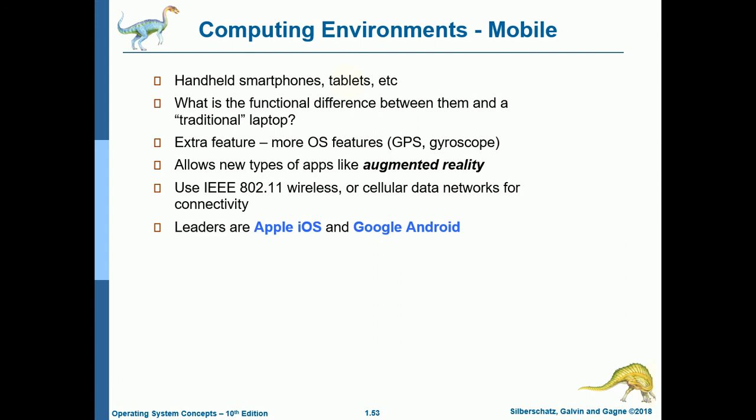And then what is this gyroscope? So gyroscope is also a feature of smartphones in which, for example, you're playing a racing game, and if you tilt it to the right, the car will turn right, or if you tilt it to the left, then it will turn left. And then it allows new types of apps like augmented reality.